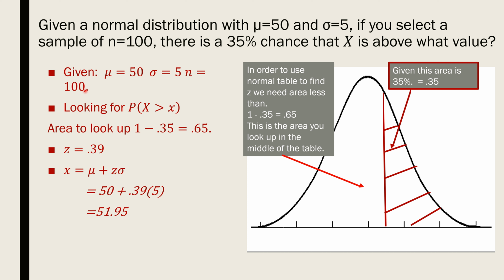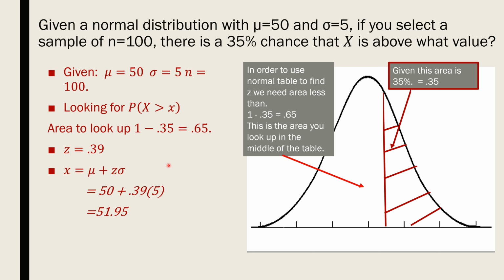So key information here is mu equals 50, sigma equals 5, and n equals 100. Looking for the probability of x larger than some value. So the given area is 0.35. It implies that the transparent area is 0.65. Then you can look at the normal table to find the z-score here.